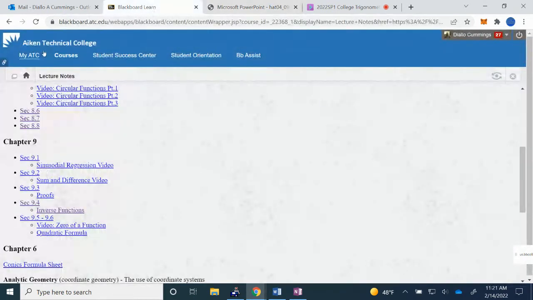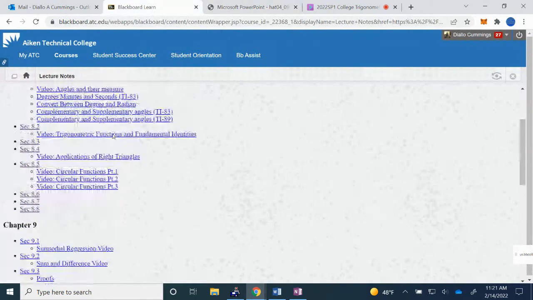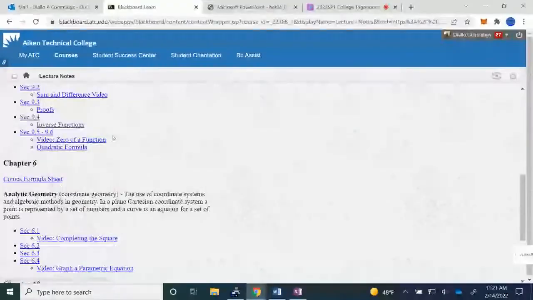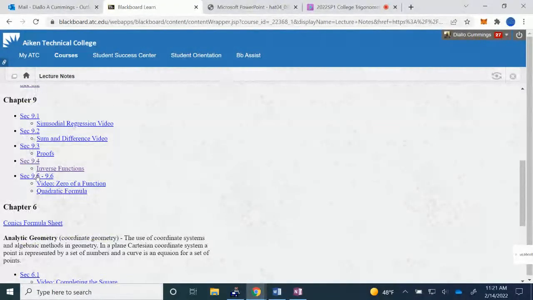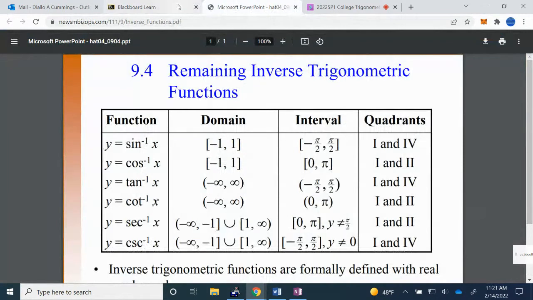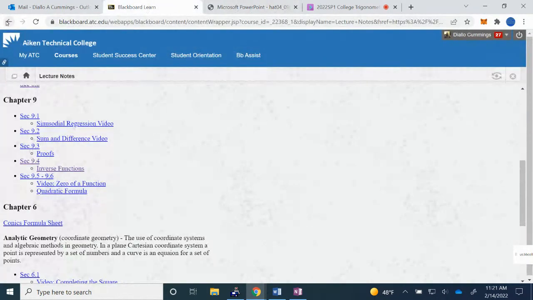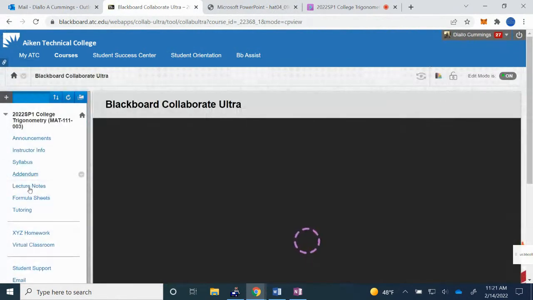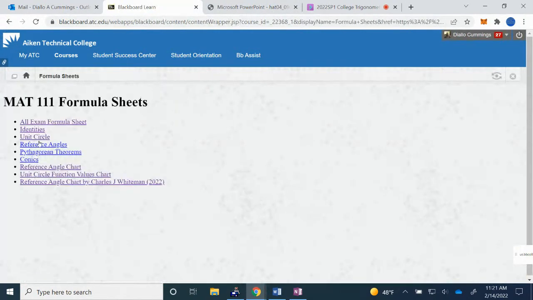So once again, that's on the formula, in the lecture notes section. Okay, it's under chapter 9. It has its own little PowerPoint, and it's this inverse function worksheet. We'll need this inverse function worksheet, and we're also going to use the unit circle, I believe. So I'm just going to go back to the main page, and on the formula sheets, I'm going to bring up the unit circle.